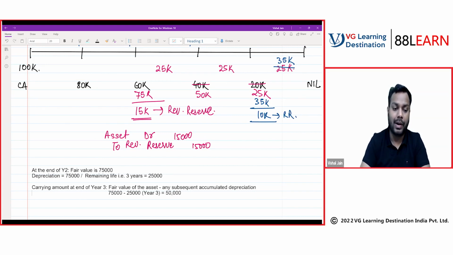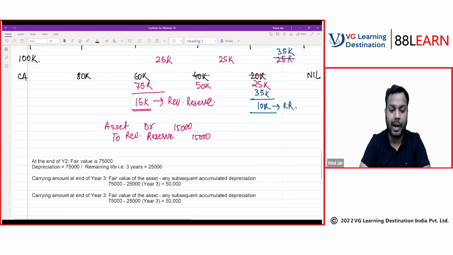Now, carrying amount at the end of year 4. What is the carrying amount at the end of year 4? Right? So 75,000 minus 25,000, that is year 3 and year 4. That is 25,000 multiplied by 2. Right? That's the reason it comes to 25,000. Tell me, guys, are you understanding it now?